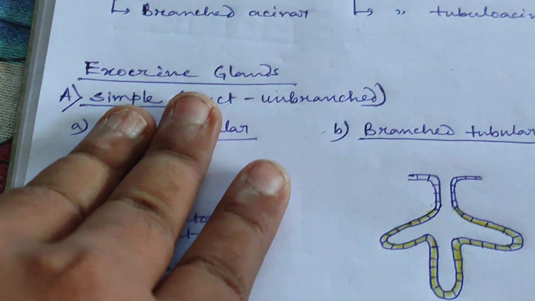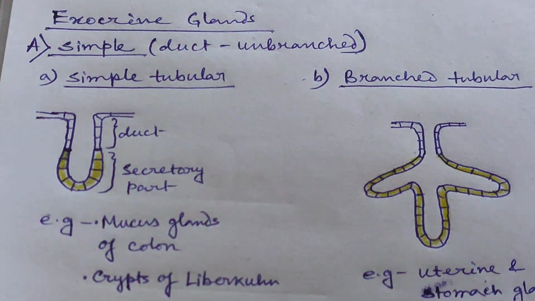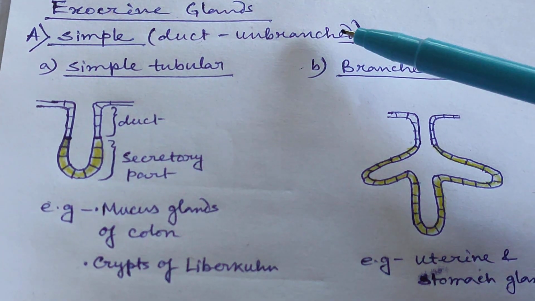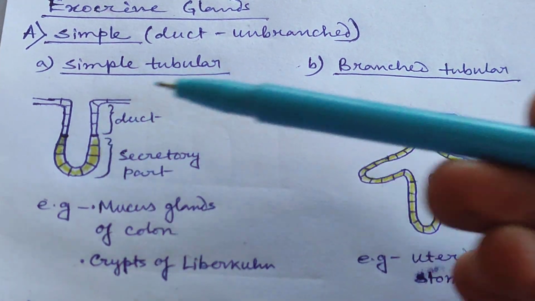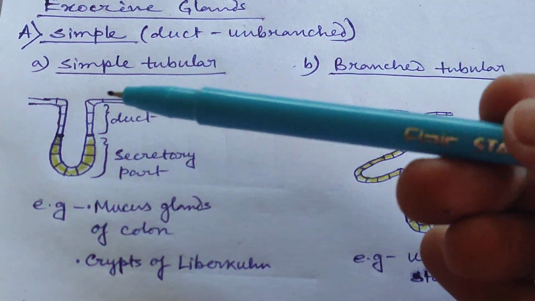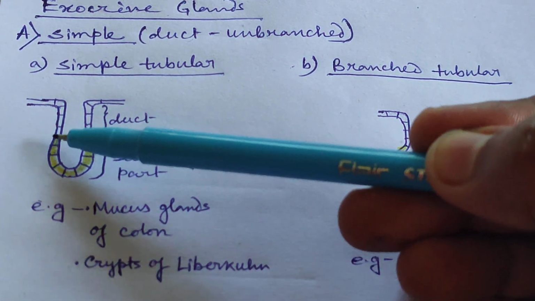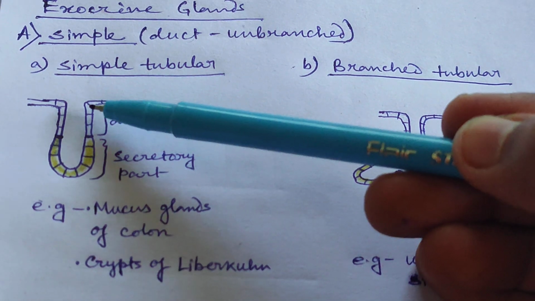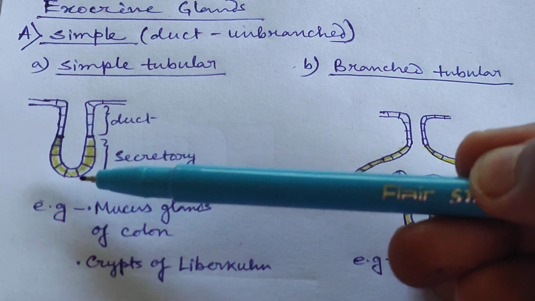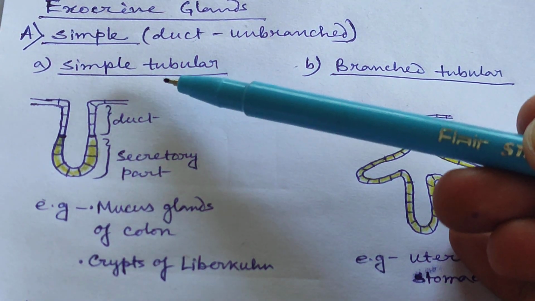First of all, based on the branching pattern of duct of exocrine gland, we can divide it into simple or compound. Simple exocrine gland means the duct is unbranched. See the first one here, which is known as simple tubular. Here you can see the white portion is the duct portion and yellow portion is the secretory portion of the exocrine gland. And here the duct is unbranched, that is why we call it simple, and the secretory part is of tubular shape, and that is why we call it simple tubular.